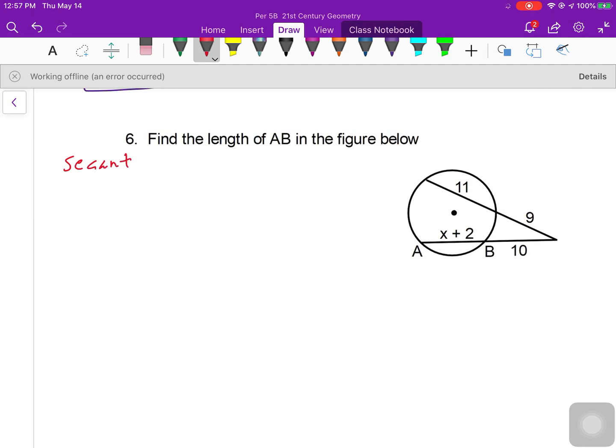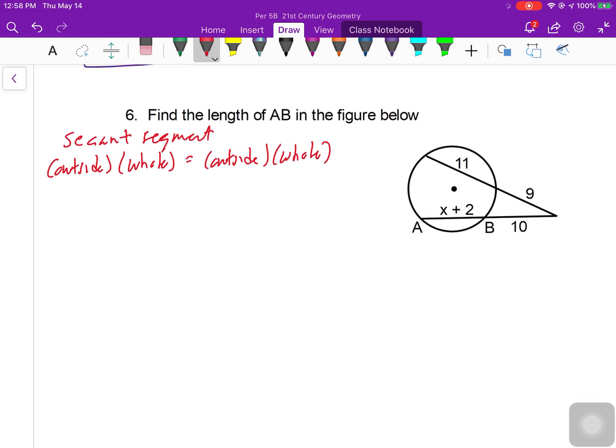Okay, let's try another one. Number 6 is also secant segments. They're both secant segments. So both of them will follow the pattern of outside times whole equals outside times whole. Now again, this is not a formula. This is simply a concept, a pattern that you have to know.